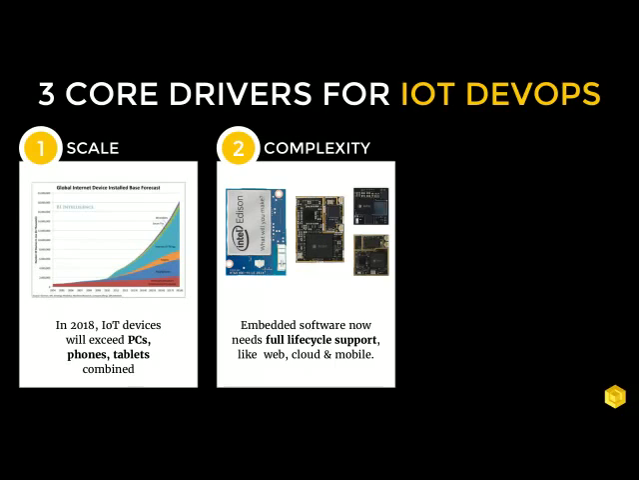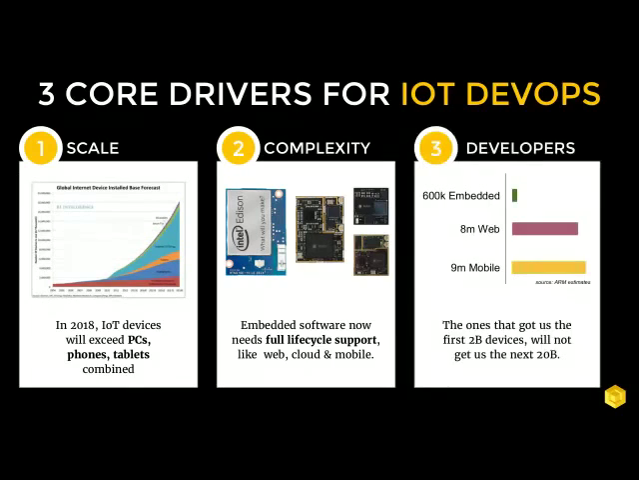You would think we'd have a lot more people working on this. But in fact, the opposite is true. If we look at the number of developers that are in the embedded world today versus the web and mobile developers, there's 600,000 embedded developers, 8 million web and 9 million mobile developers. So we have an order of magnitude more devices that are more powerful and complex than they ever have been before, and we have orders of magnitude fewer people building these things.